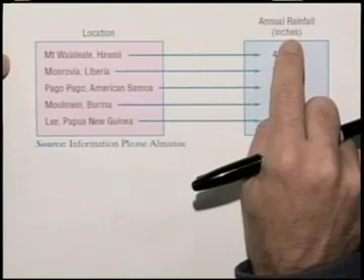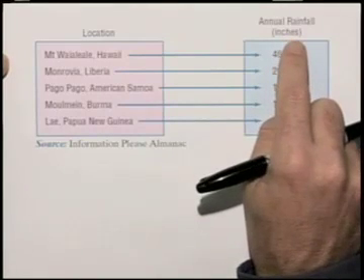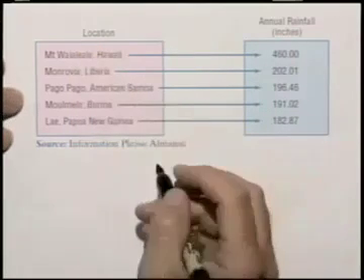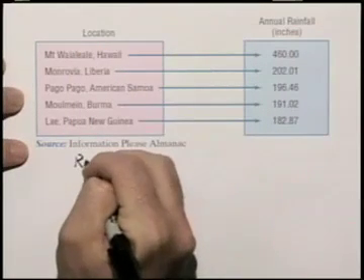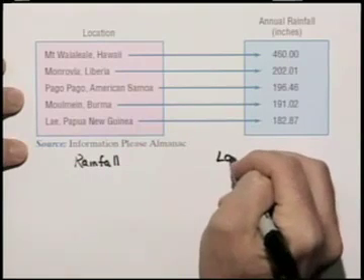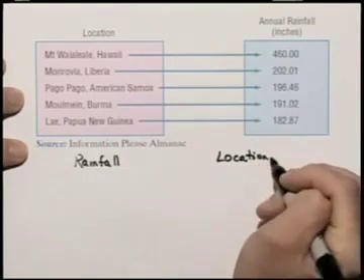To find the inverse of the function, we recognize that for the function, the input is location and the output is rainfall. Therefore, for the inverse, the input is going to be rainfall and the output is going to be location. So I write rainfall for my input and then location for my output.